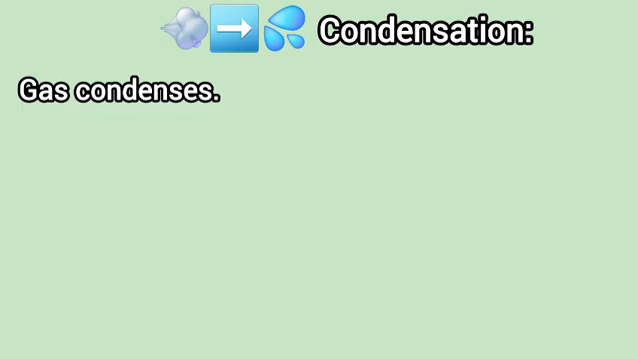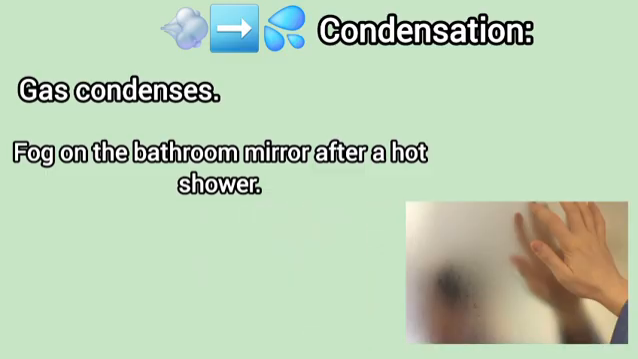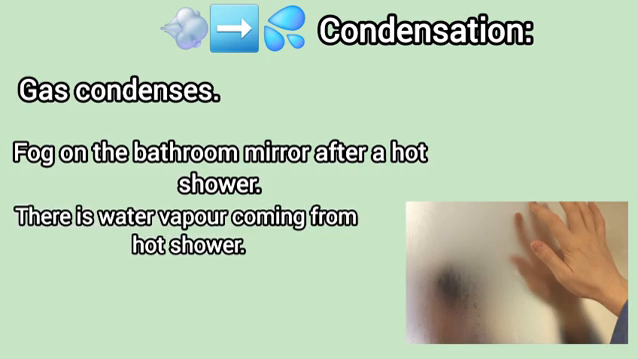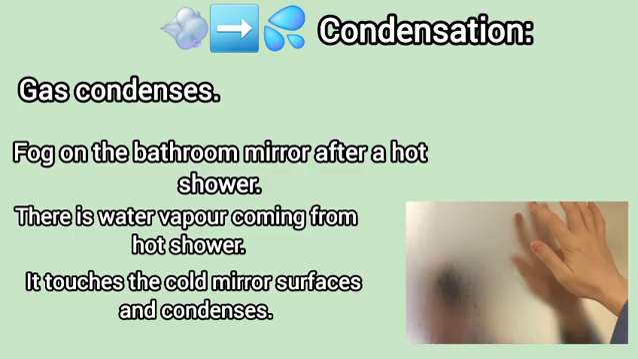Another example of condensation is fog on the bathroom mirror after a hot shower. You might notice that there is fog on the mirror whenever a hot shower is taken. This is because water vapor is coming from the hot shower and the surface of the mirror is cold. When the water vapor touches the cold surface of the mirror, it causes fog on the mirror. If you touch the fog, you will notice that it is basically water. So the water vapor has now condensed and turned into water. So this was condensation and evaporation.